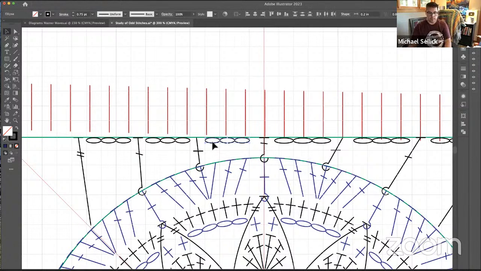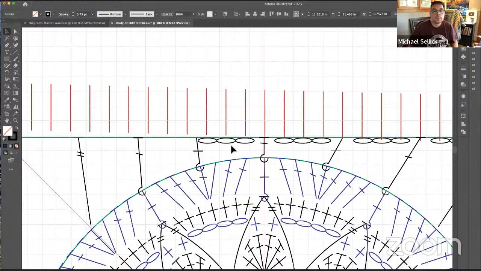So we know that these guys are out of alignment. So we're going to drag them over. Drag again.